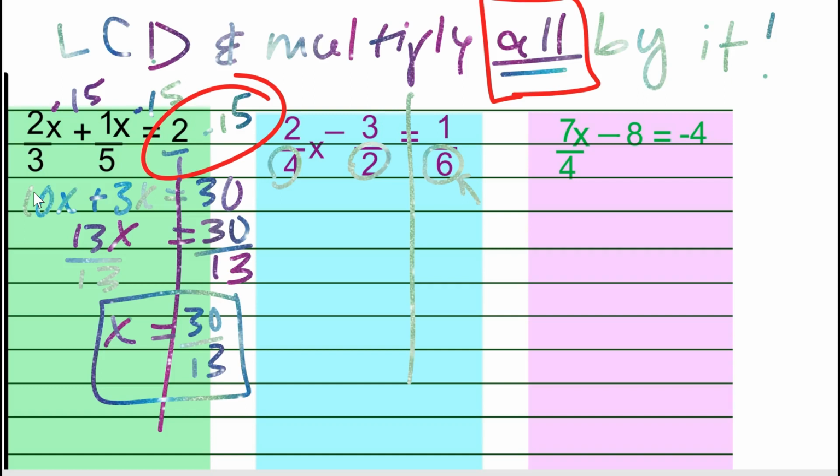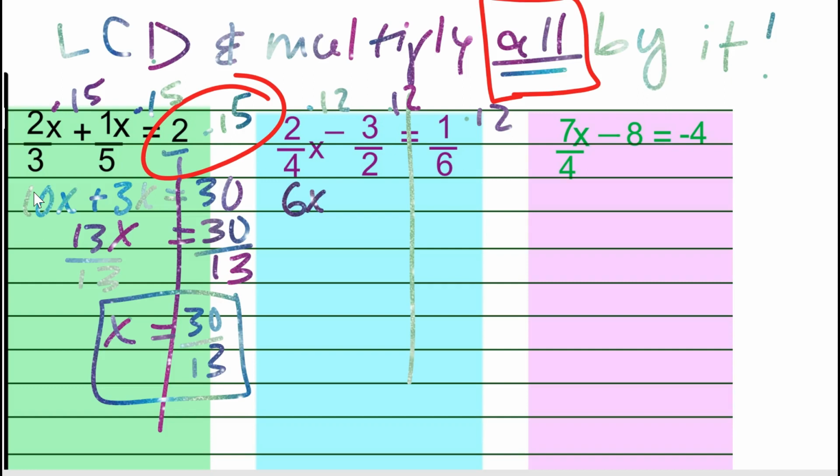So we take everything and we multiply it by 12. Multiply u by 12, u by 12, and u by 12. So we do 12 times 2, which is 24. 24 divided by 4 is 6. So we get 6x. Oh my gosh, the fraction is gone.